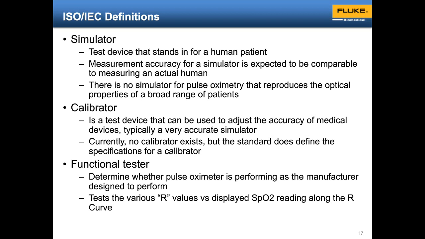A calibrator is a test device that can be used to adjust the accuracy of the medical device, typically a very accurate simulator. There's no calibrator on the market today, but the standard does define what one might look like. Lastly, what most of us manufacture is a functional tester, and it determines whether the pulse oximeter is performing as the manufacturer designed it to perform, and it tests the various R values versus displayed SpO2 reading along the R curve.